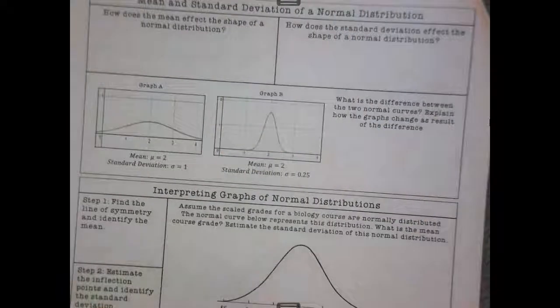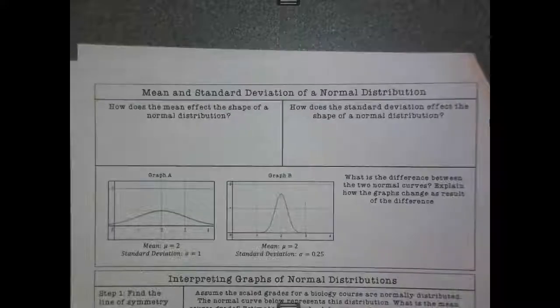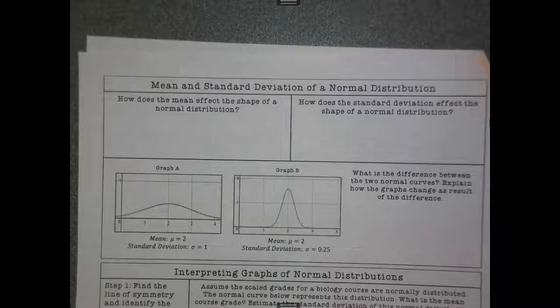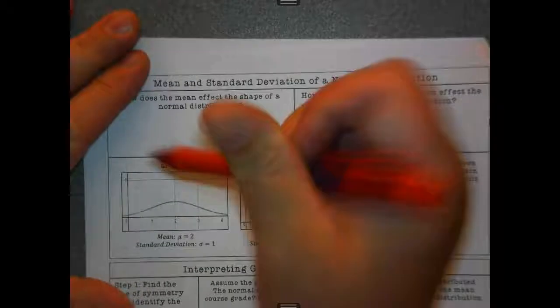Okay, how does the mean affect the shape of a normal distribution? And I gave this away too. What did I tell you about the mean? What kind of line is it? Yeah, it's a line of symmetry.